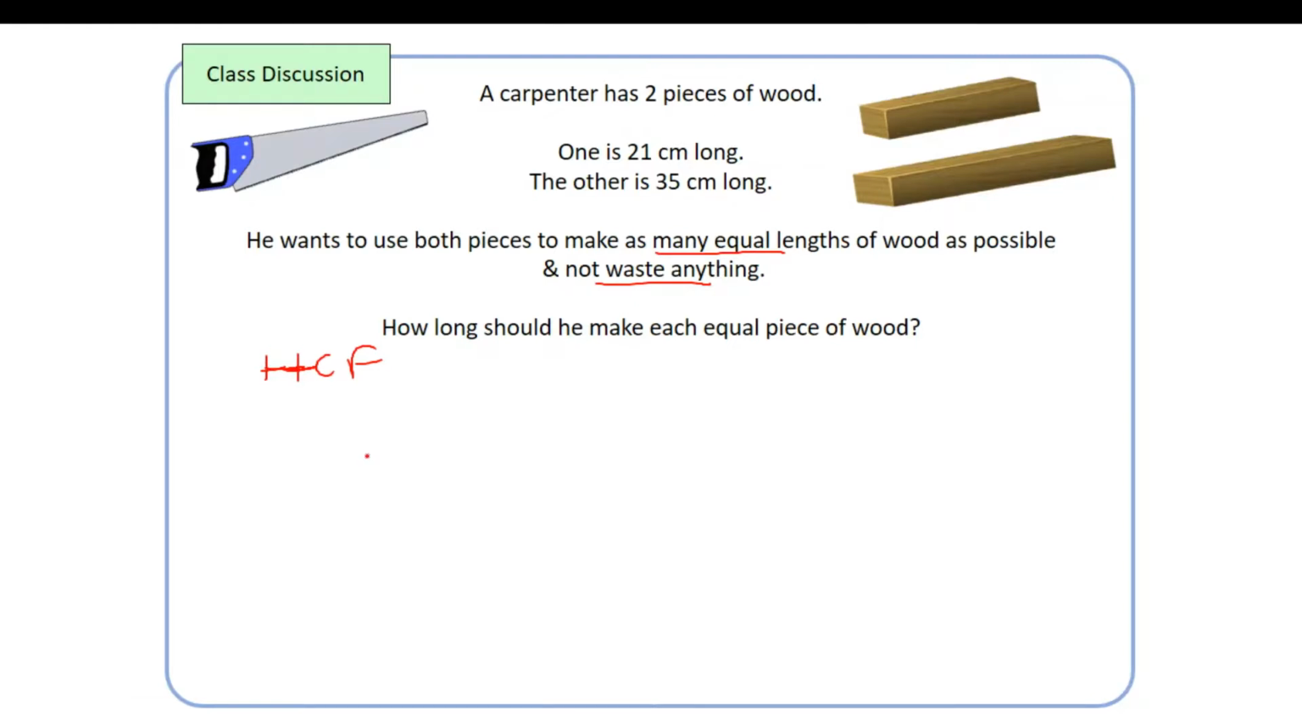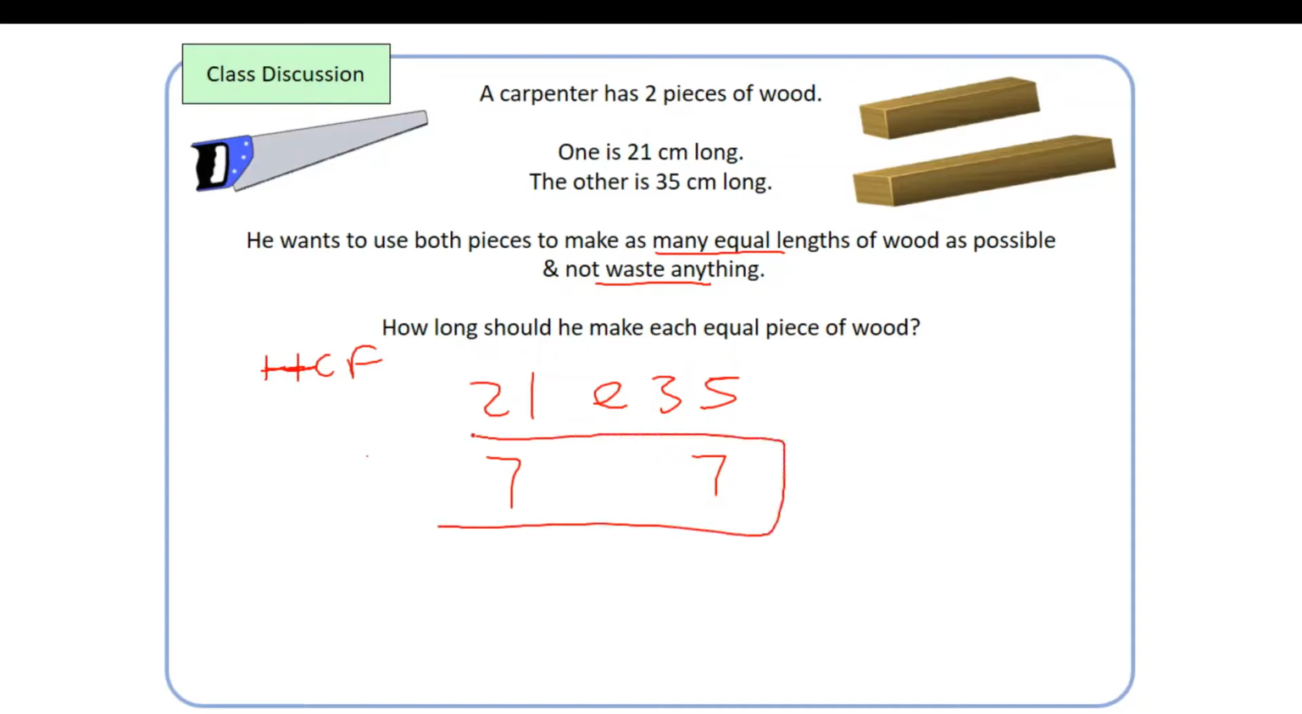So what is the HCF of 21 and 35 is basically what I'm asking you. So in this case, I know that 7 comes in that times table and in that times table, so the answer is 7. Okay, so he should make 7 centimeter long pieces of wood. If he does that, he'll get 3 out of the shorter one and he'll get 5 out of that. So he'll get 8 lengths altogether, but they'll all be the same length, which is what the question asks for.